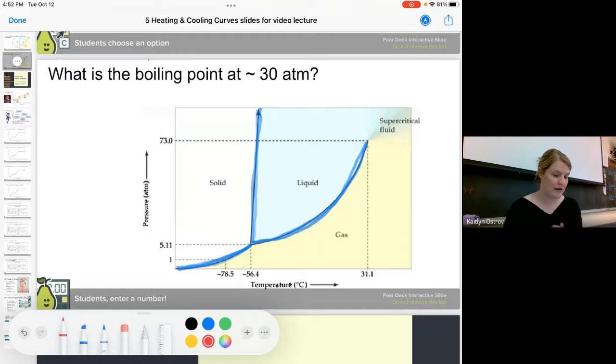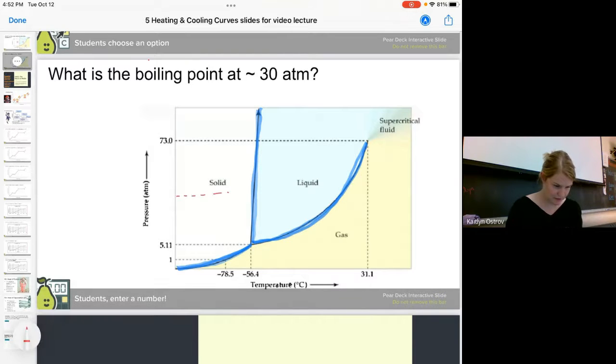So if we had 30 atmospheres, I'm going to guess probably right here, follow that over, and then drop it down. I'm thinking that our boiling point might be high teens, low 20s degrees Celsius. So you should have had something in that range if you were reading this graph.